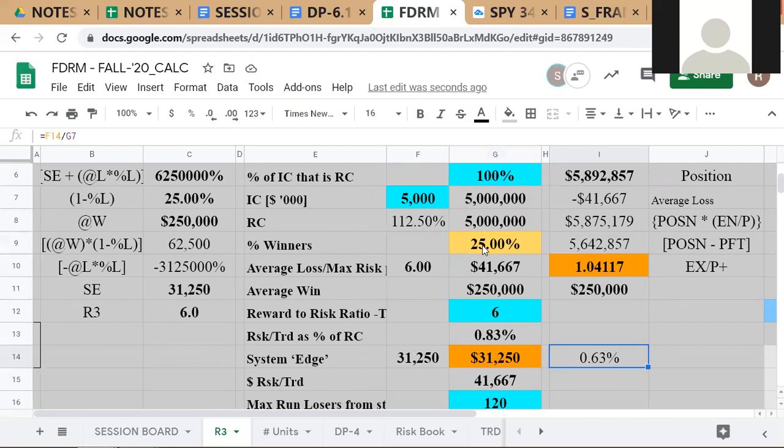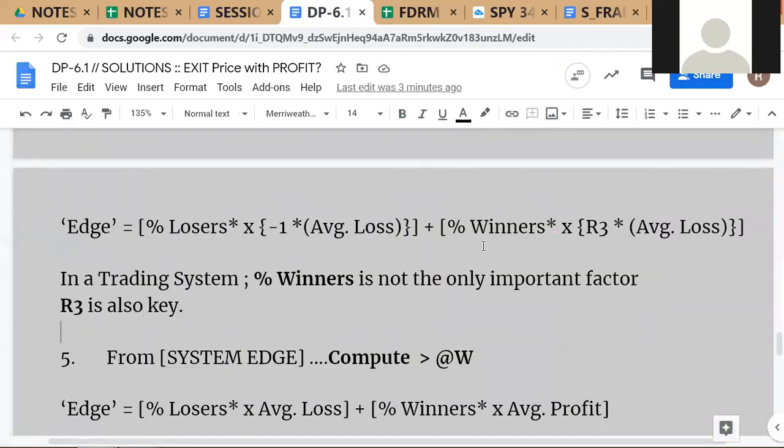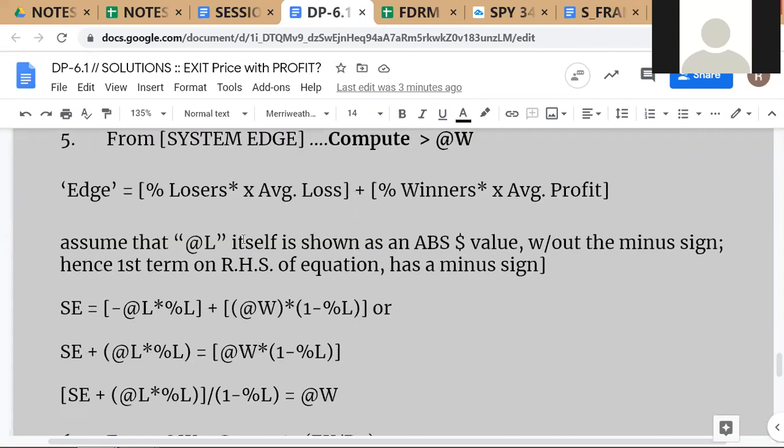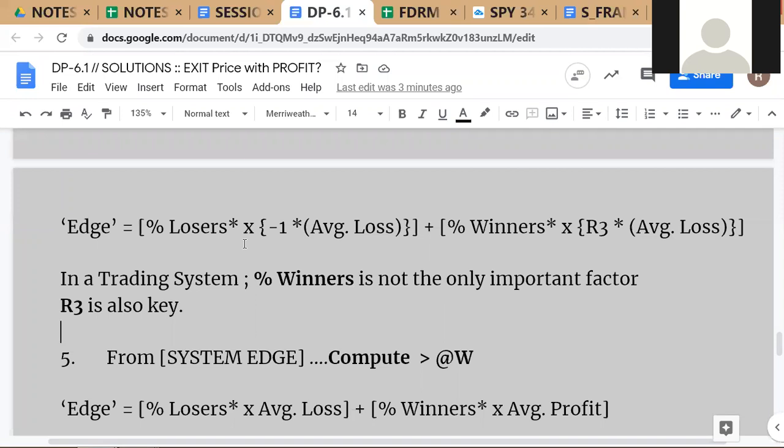So the main point of this entire discussion is a very important thing to understand: system edge. Usually what happens is that these marketers are trying to manipulate you. They will talk about percentage winners, and most people think about percentage winners only. That's because most people have not been trained like you are being trained now. They have not been trained to look at things like system edge. So that's the important part here. We have computed the system edge. So what do we do now?